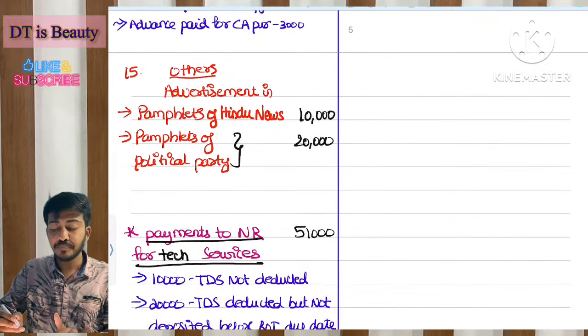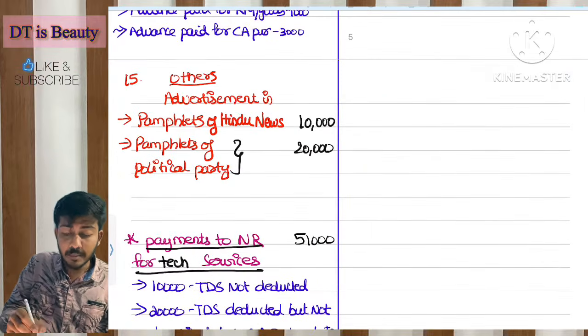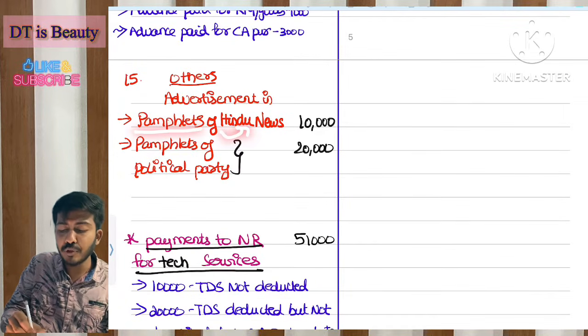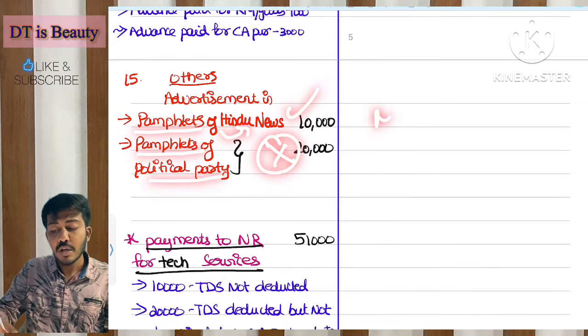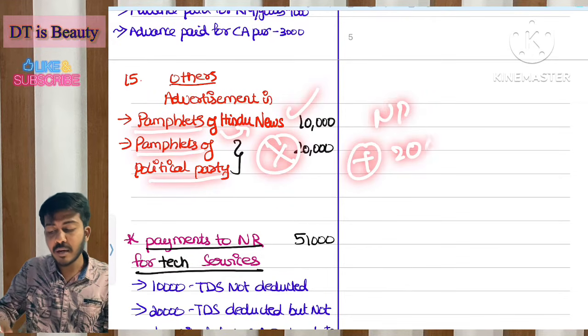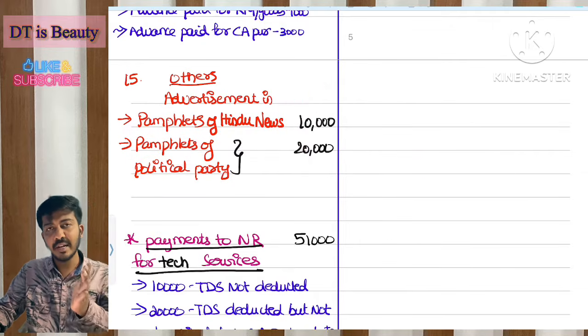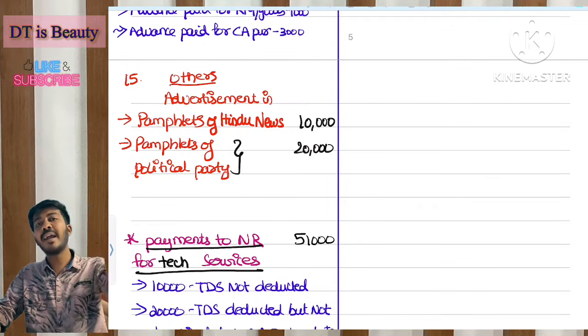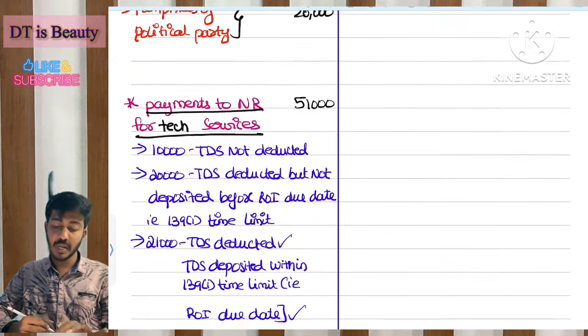Come to the answer. Question: advertisement in pamphlets of Hindu newspaper, advertisement in pamphlets of political parties. This is never allowed as deduction. This, it is allowed. So to net profit, you should add back 20,000 only, because it is wrong. Wrong is on the debit side. Debit side denotes minus side. A minus side can be corrected by adding back only, right?